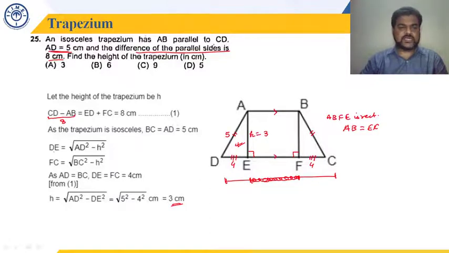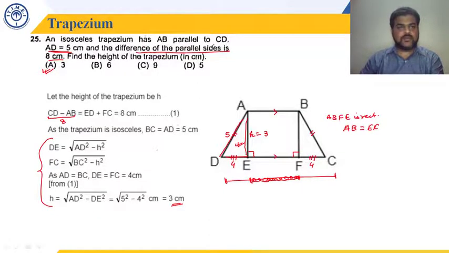But as I said, you don't have to write all these steps, because what we are concerned with is the answer. So we don't have to write each and every step to get to the answer. So this will be 4, this is 5 which is already given, so the height must be equal to 3, fine. So this is your answer, option A.